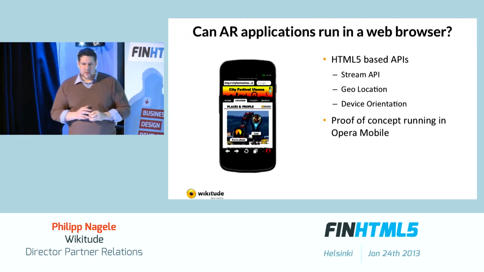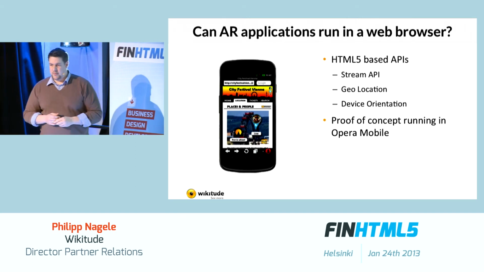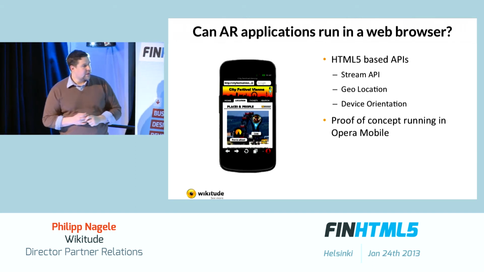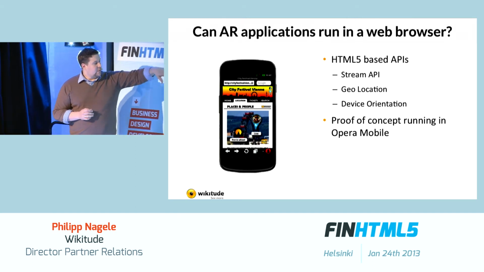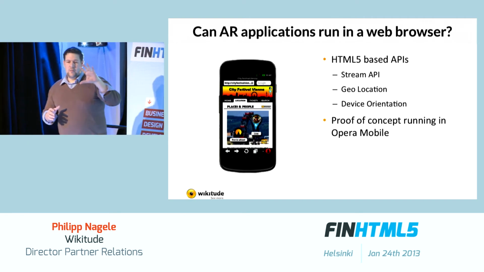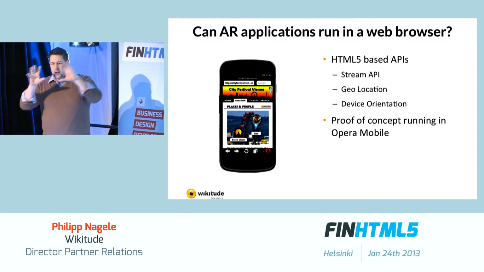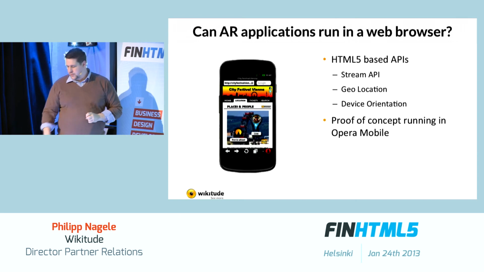We've been doing a proof of concept with Opera on that. And this is a screenshot from a standard web page on the Opera mobile browser, which includes a window. We call it the AR window, which is running the live image of the camera. And if you're turning and twisting, you will see the content changing according to your position.